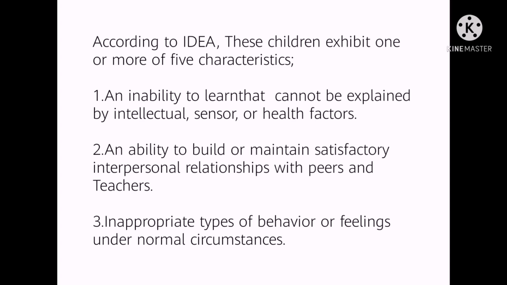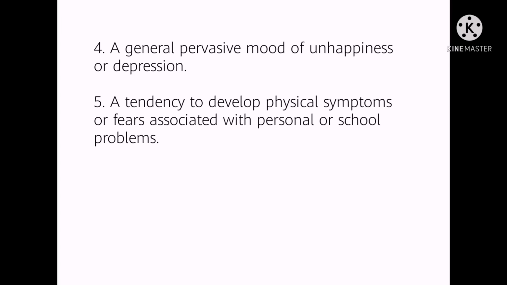Accordingly, children with emotional and behavioral disabilities have 5 characteristics. Number 1, an inability to learn that cannot be explained by intellectual, sensory, or health factors. Number 2, an inability to build or maintain satisfactory interpersonal relationships with peers and teachers. Number 3, inappropriate types of behavior or feelings under normal circumstances. Number 4, a general pervasive mood of unhappiness or depression. Number 5, a tendency to develop physical symptoms or fears associated with personal or school problems.